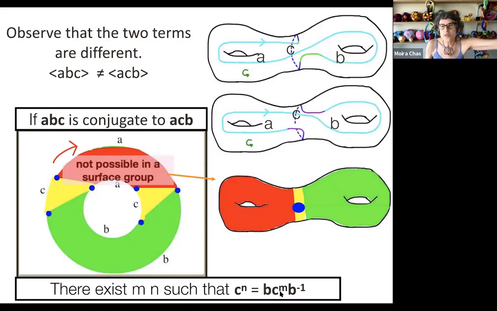And surface groups are not free groups, but they're almost free. They're very non-commutative, and this cannot happen. So then this is not possible in a surface group. Any question? I don't know who talked before, but hopefully this clarifies. If not, please keep asking.